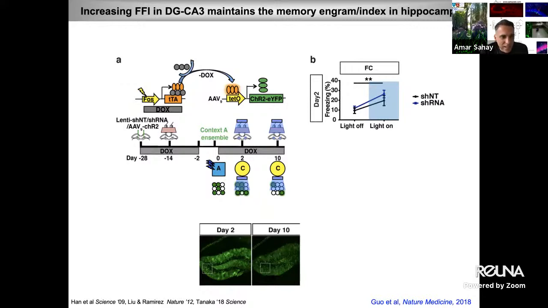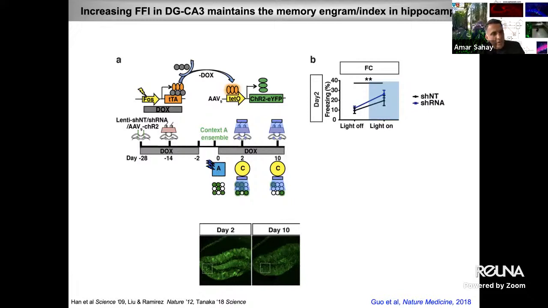And to test that, we now use the CFOS TTA system in combination with a TET-O channelrhodopsin reporter delivered virally. In this instance, we can now tag the ensemble in response to context A association with the foot shock with channelrhodopsin. And this allows us now to artificially activate the ensemble of context A at recent and remote time points and see if we can access the memory.